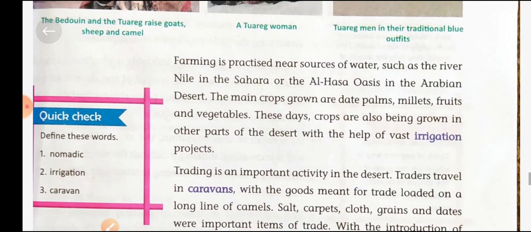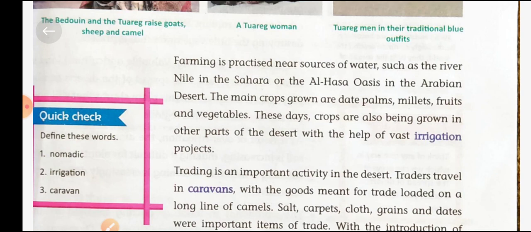Farming is practiced near sources of water such as the river Nile in the Sahara, and the Al Hasa oasis in the Arabian Desert. The main crops grown are dates, palm, millet, fruits, and vegetables.